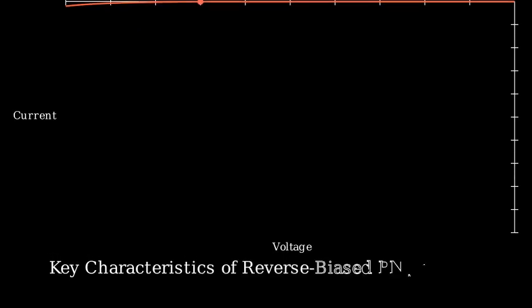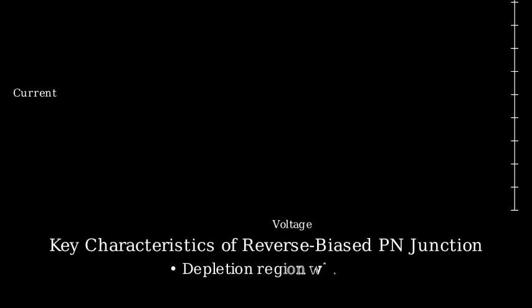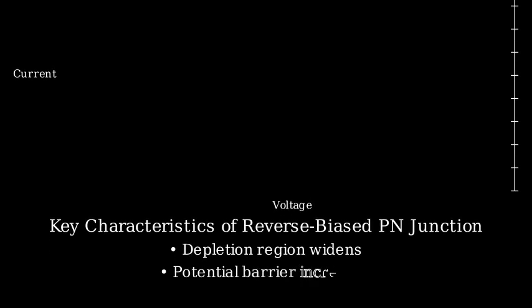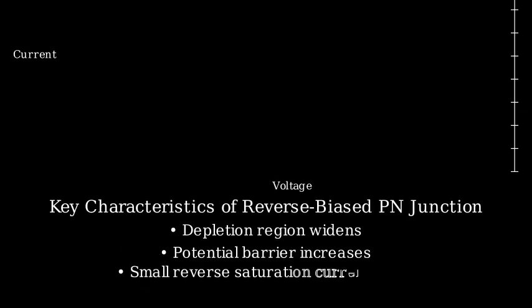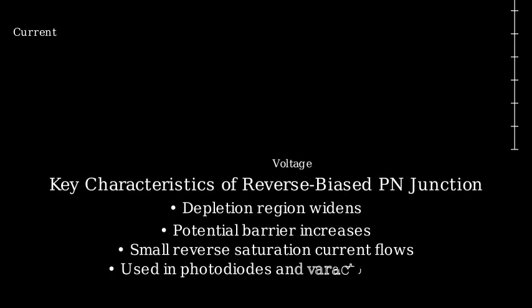First, the depletion region widens. Second, the potential barrier increases. Third, only a very small current flows, known as the reverse saturation current. Fourth, reverse bias is used in applications like photodiodes and varactor diodes.